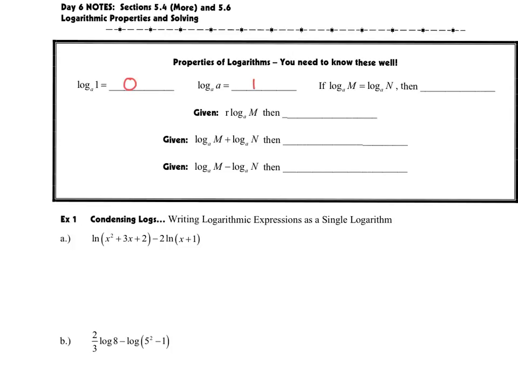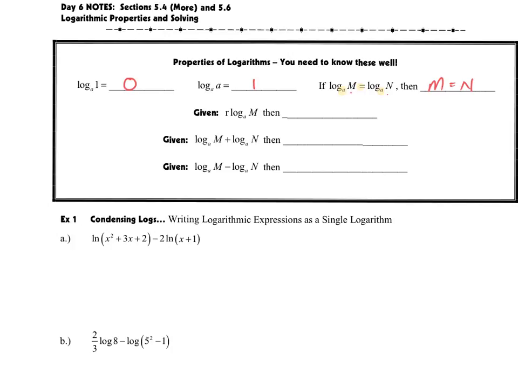The next one, if we're taking the log on each side of an equation where the bases match, and these are supposed to be equal, and the bases of the logs are the same, then what I am taking the log of should also be equal. So these arguments will equal each other. So log on each side of the equation with matching bases means that the arguments will also be equal.